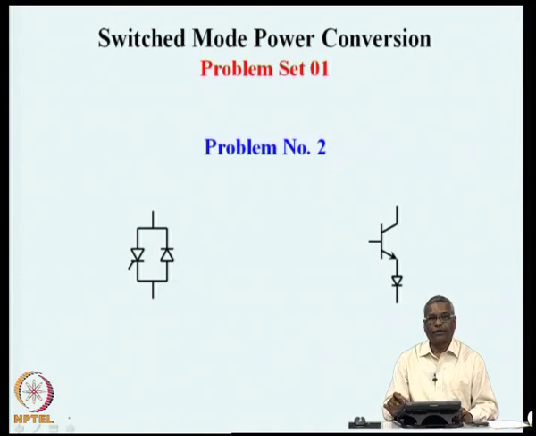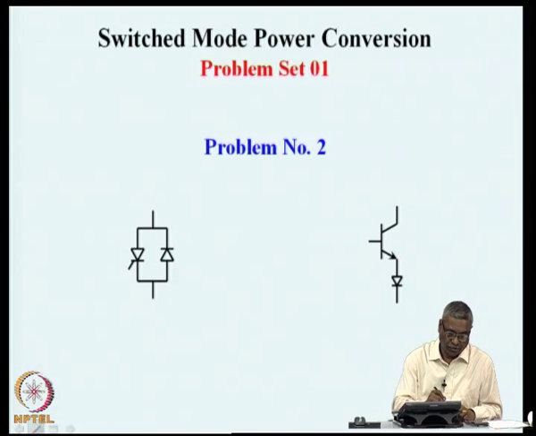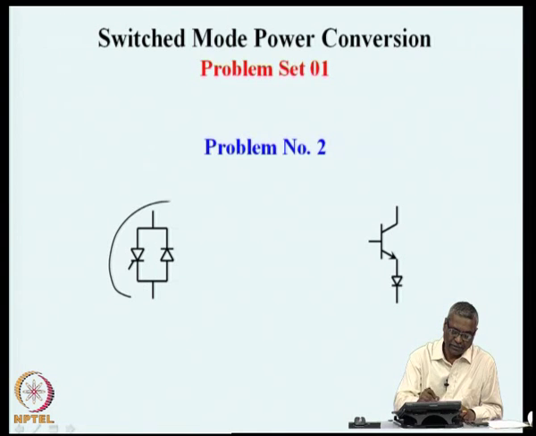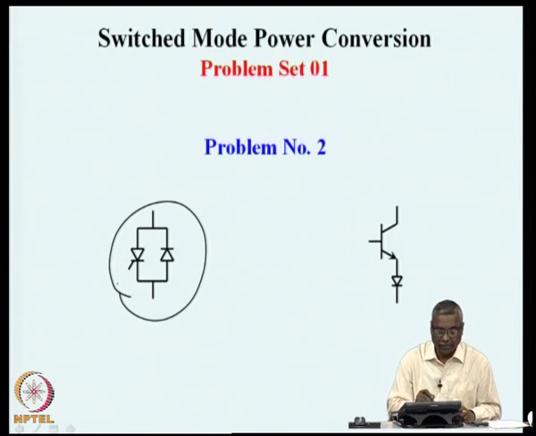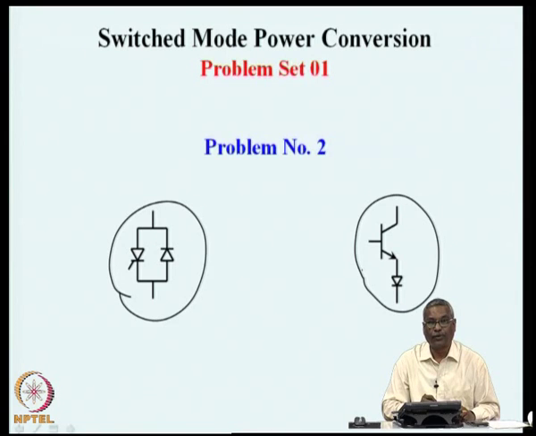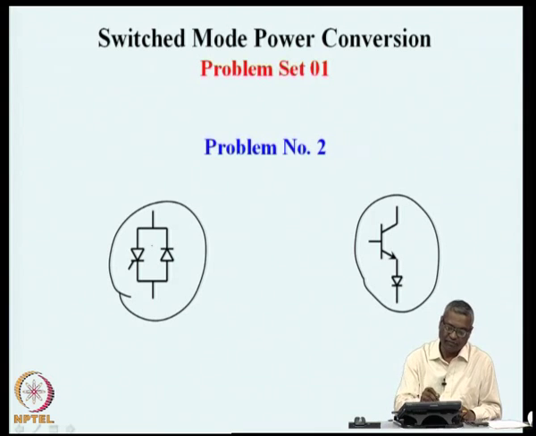So, let us look at the next problem. This is the inverse of what we had seen. The device given here is a thyristor in parallel with a diode, or a transistor in series with a diode. Now, we wish to know, on the VI plane, what kind of operating points are possible for these combinations of switches.